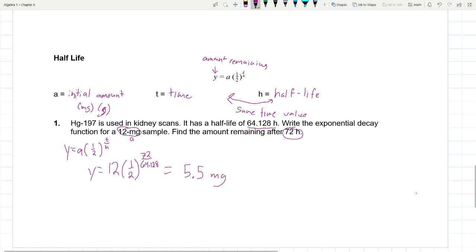Okay. And so, like I mentioned, this is how carbon dating is used. They know all the information except for the amount of time, and so they can calculate it, and they're able to solve for the approximate date of an object based on that.